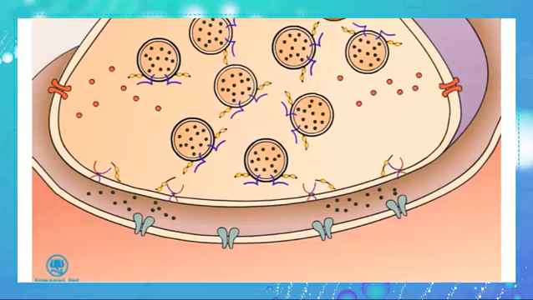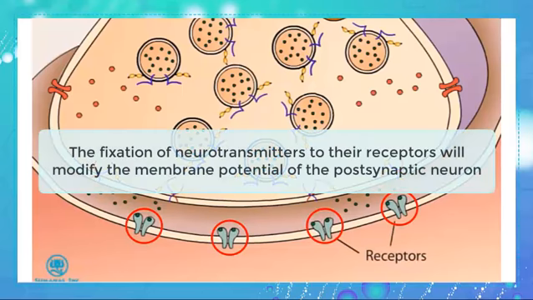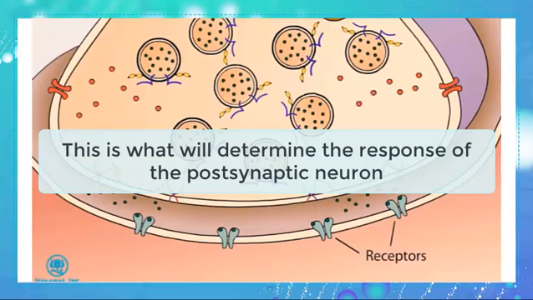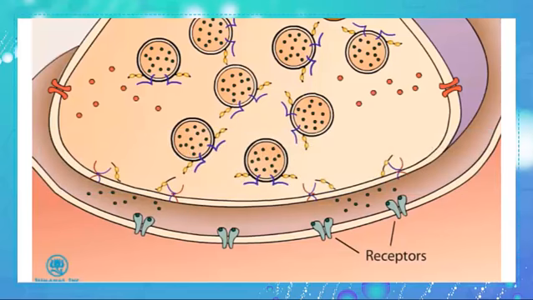The released neurotransmitters have specific receptors on the membrane of the postsynaptic neuron. The binding of these neurotransmitters to their receptors will modify the membrane potential of the postsynaptic neuron, or what we refer to as the postsynaptic potential. In the next document, we will see whether this postsynaptic potential will decrease or increase in response to the fixation of neurotransmitters to their specific receptors, and thus we will study the response of the postsynaptic neuron. But for now, let's focus on the neurotransmitters.